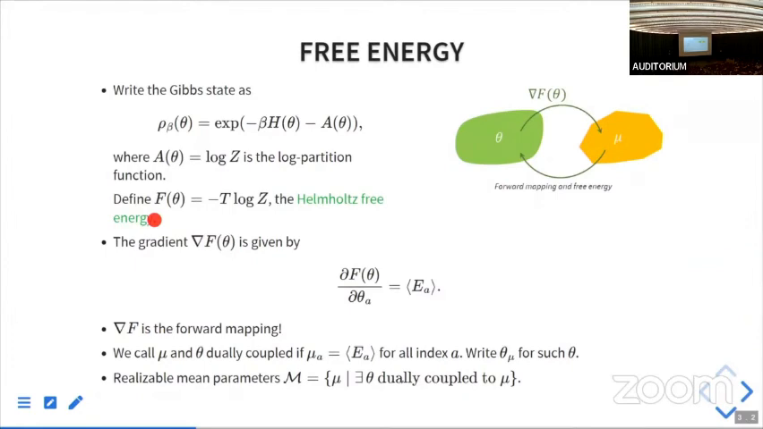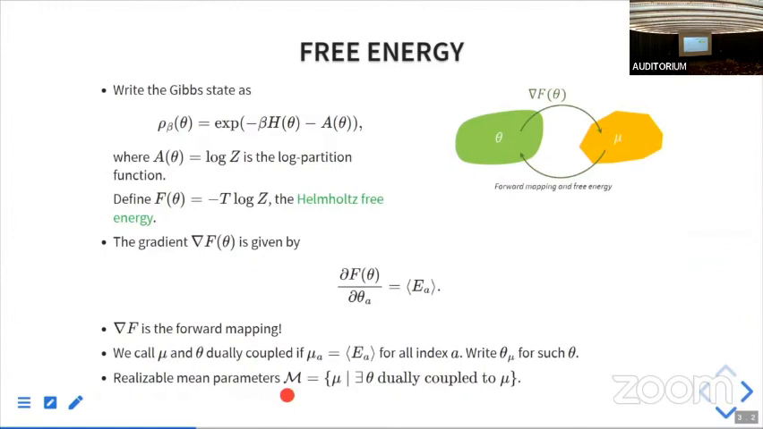You can do a very simple calculation and find out that the gradient of F, the so-called Helmholtz free energy, is actually a vector of EA average values. So in that sense, nabla F is the forward mapping. You take the free energy, take the gradient, and it gives you the forward mapping. We give some notation. We call mu and theta coupled if they satisfy this condition. These are the defining conditions. If you think of theta as variables and mu as known, then it's a set of m equations of m unknowns.